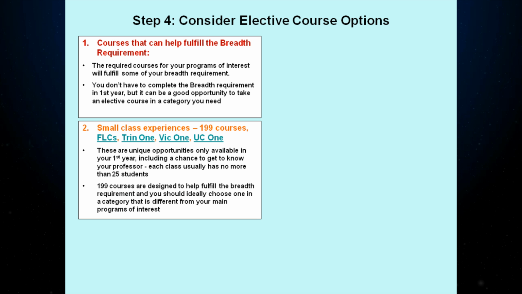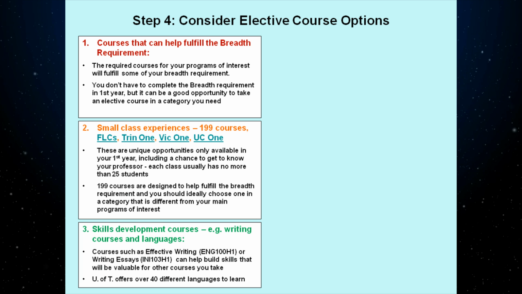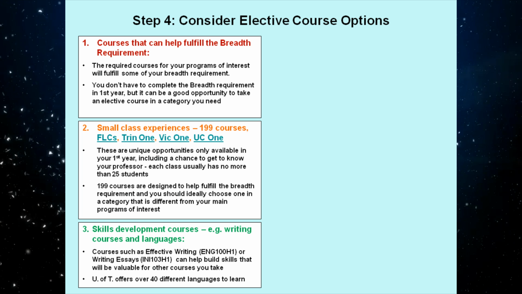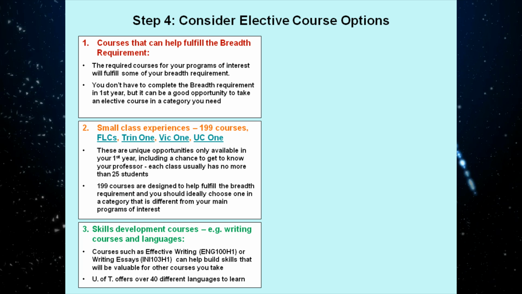Each class usually has no more than 25 students. You may want to develop your skills in writing and languages, so courses such as effective writing, which is English 100 H1, or writing essays, INIS 103 H1, can help build skills that will be valuable for the other courses that you take at U of T.